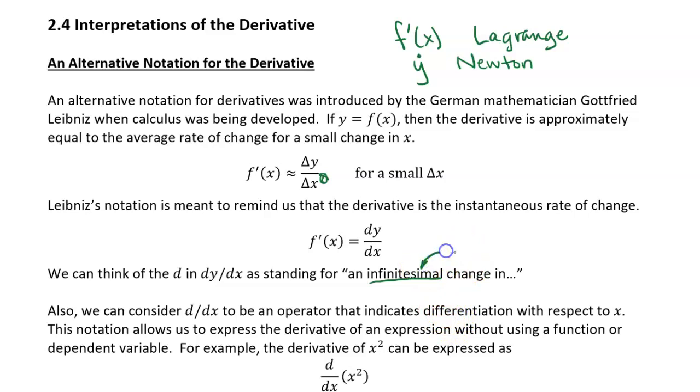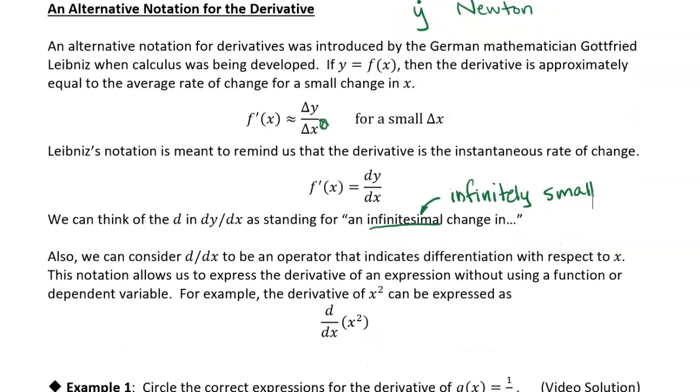All right, so let me write that. I'm gonna spell it right. Infinitely small. That's what infinitesimal means. It's infinitely small. All right, so that is the Leibniz notation for a derivative.